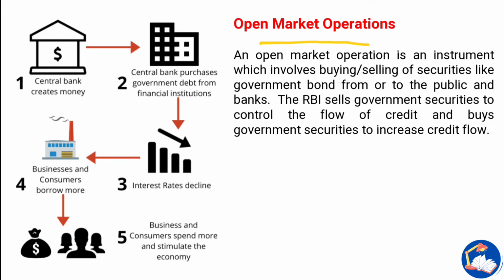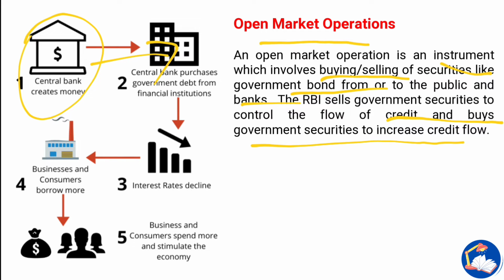An open market operation is an instrument which involves buying or selling of securities like government bonds from or to the public and private banks. The RBI sells government securities to control the flow of credit and buys government securities to increase the credit flow. The central bank creates money.